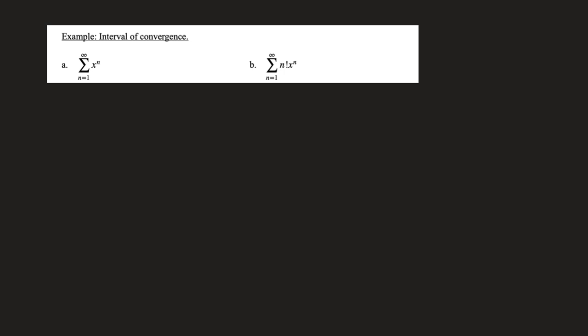Let's find the interval of convergence, guys. In the previous example, we already found the radius of convergence. The first one has radius of convergence 1. This one has radius of convergence 0. For the first case, the absolute value of x minus 0, because the center is 0, right? It means that if the absolute value is less than 1, this power series converges.